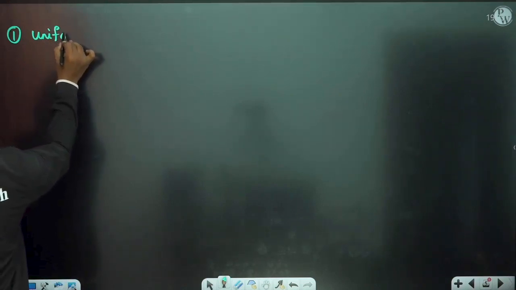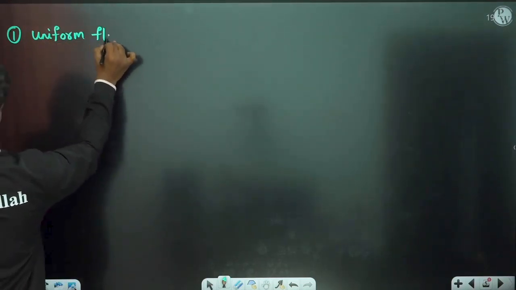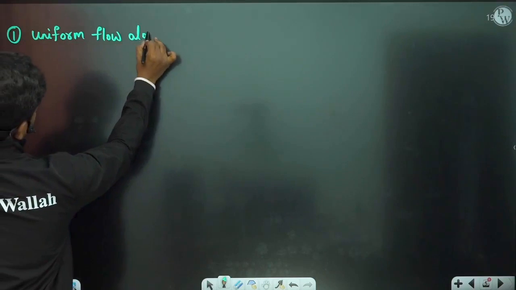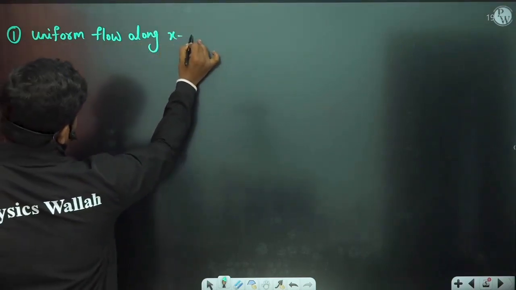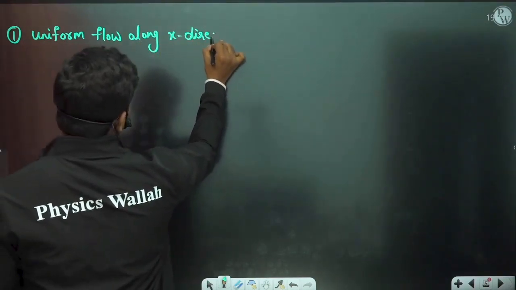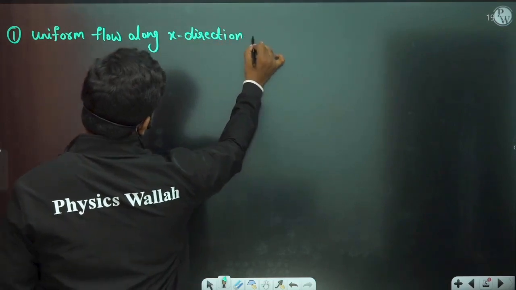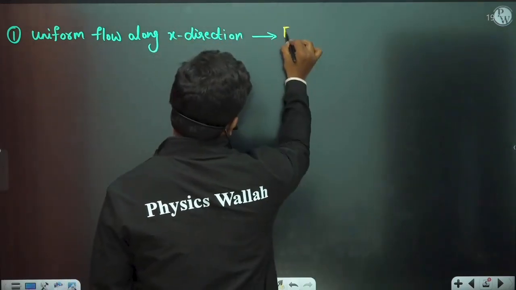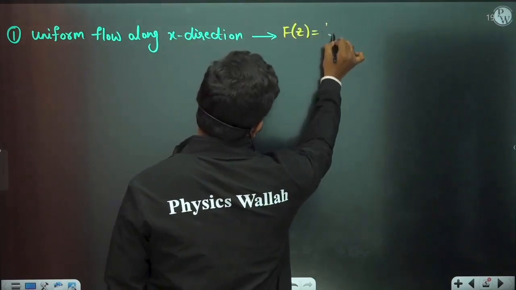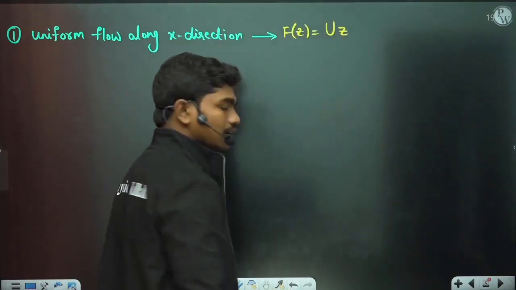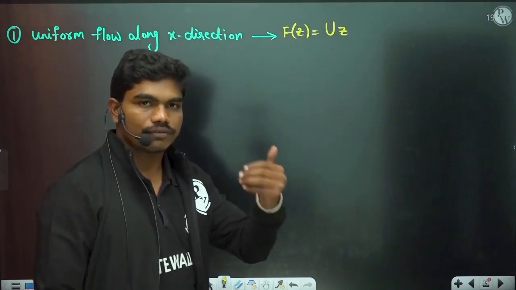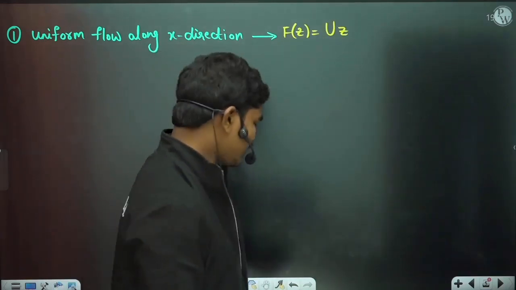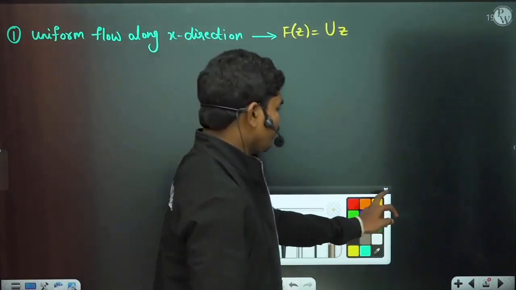So in the first case we talked about uniform flow along x direction. For this we have the complex potential function f of z is equal to u into z, where u is the free stream velocity, meaning basically the velocity at which the flow is actually moving. Okay, so it's a uniform velocity, so u is the uniform velocity.